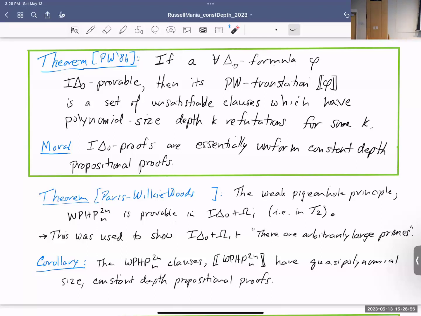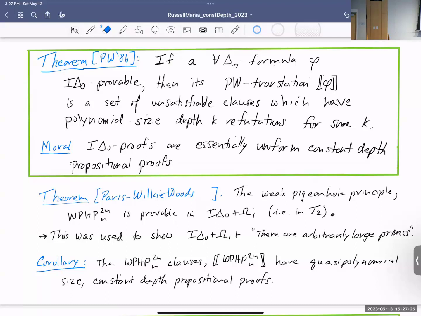So Paris-Wilkie-Woods used this theorem to prove that IΔ0 + Ω1 proves the existence of infinitely many primes. They exploited Sylvester's theorem to say that if there weren't infinitely many primes, then there'd be an injective mapping from a large set into a smaller set with a factor 2 difference. So IΔ0 + Ω1 could prove the existence of arbitrarily large primes. It's still open whether this is provable without the Ω1 function.